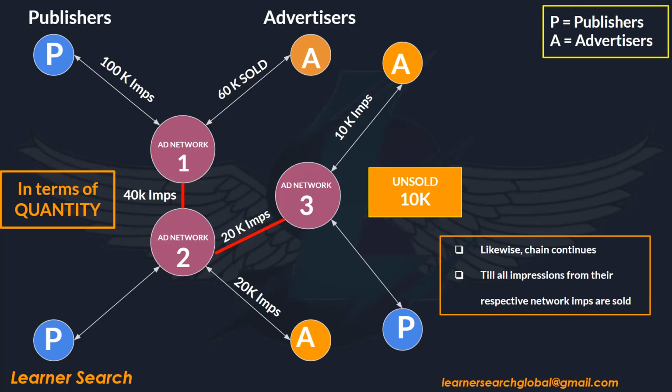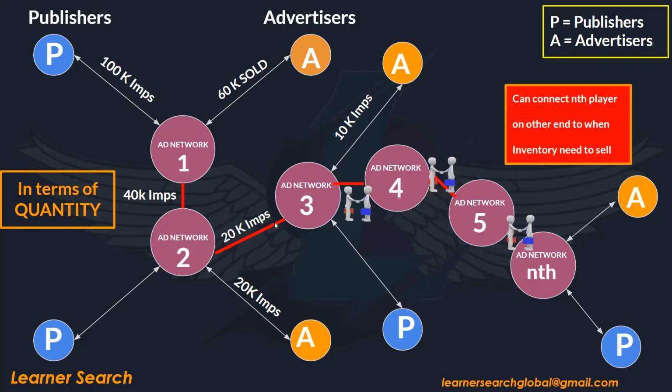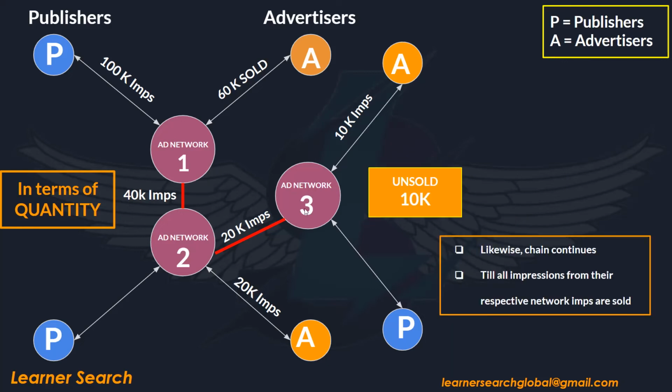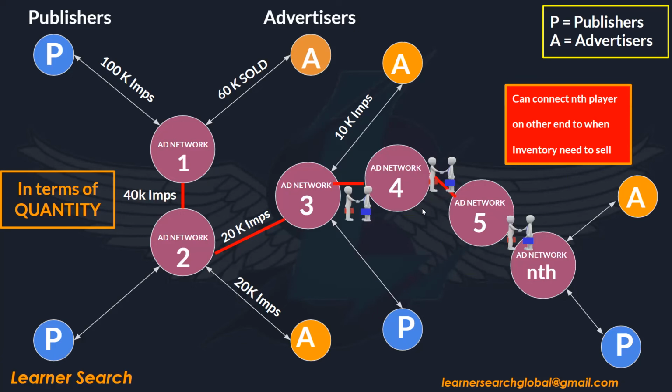Till all impressions from their respective network. Respective in the sense, ad network 2's respective impressions are 40K. Ad network 3's respective impressions are 20K. Now to sell this unsold 10K, what does he do? Tell me what happened here.